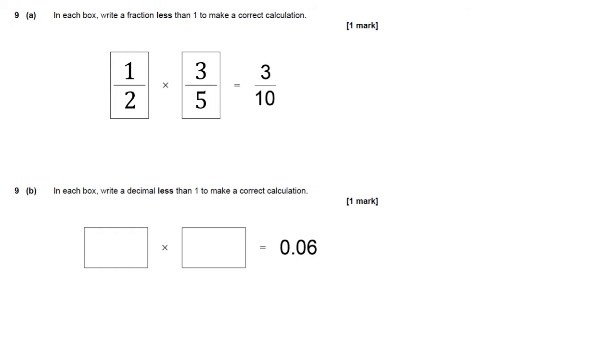For part B, in each box, write a decimal less than 1 to make a correct calculation. So we need two numbers that are going to multiply together to give 6. So we could have 1 and 6, we could have 2 and 3. I'm going to go with 2 and 3. And because that 6 is in the hundredths column, our two numbers both need to be in the tenths column, because if we multiply a tenth by a tenth, we get a hundredth. And because our decimals need to be less than 1, we can't have something like 2 times 0.03, for example. So 0.2 times 0.3 or 0.1 times 0.6 would both be great answers.